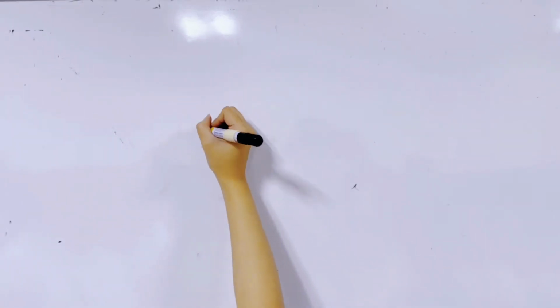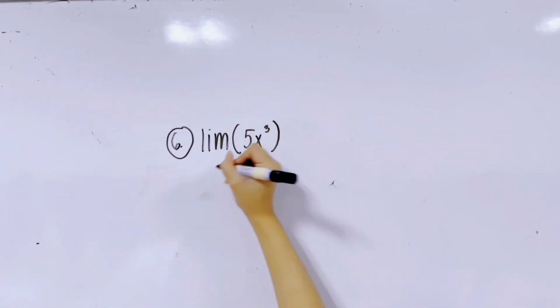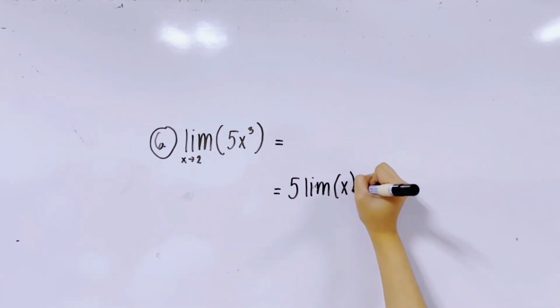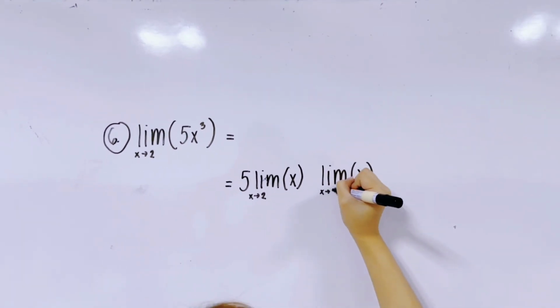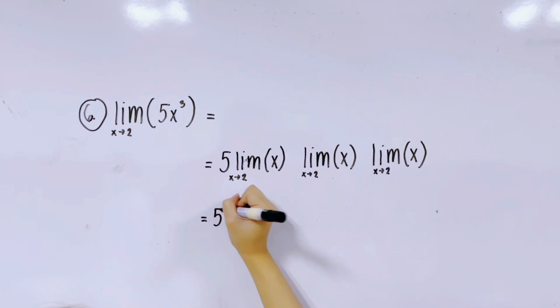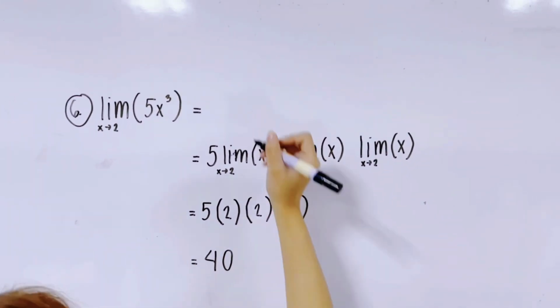The limit of a product of two functions. The limit of 5x cubed as x approaches 2. The first thing we do is break down the limit of 5x cubed as x approaches 2. After doing so, you will have to substitute x with the number 2 since x is approaching 2. After substituting, we will have the limit of 5x cubed as x approaches 2 equals 40.